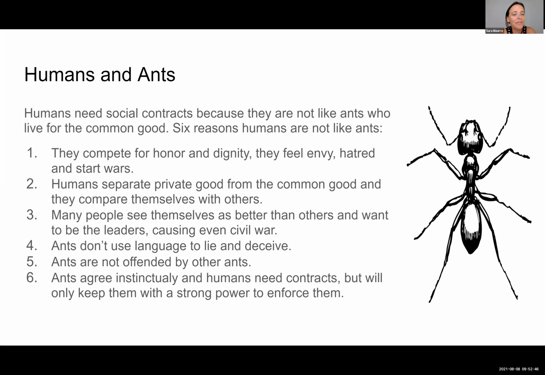Reason number 4, ants don't use language to lie and deceive. So they make sounds and so forth to communicate, but they don't use language to lie and deceive. They don't say that what they think is good is bad and what they think is bad is good, and humans do. And then 5, ants are not offended by other ants. And then 6, I'm joking, it's a kind of a little summary, but go and read it. And then the last reason is ants agree instinctually and humans need contracts, but they can only keep the contract if they have a strong enforcer. That's how he ends the comparison between humans and ants.